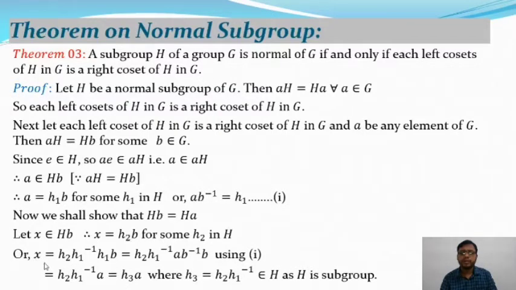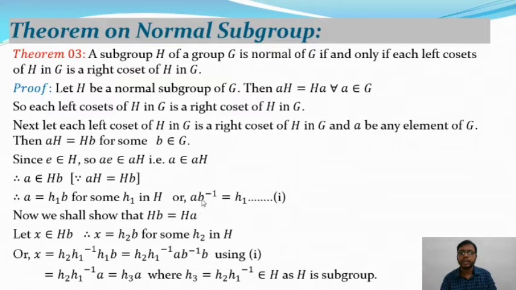Or the above equation can be written as X is equal to H2 H1 inverse into H1 into B, where H1 inverse into H1 is equal to identity. So this term can be written as H2 into H1 inverse into H1 is equal to B. That means H1 inverse into H1 is equal to identity. So from this we'll get H2 into H1 inverse into B, and you know that H1 is equal to AB inverse. I have already found this one.